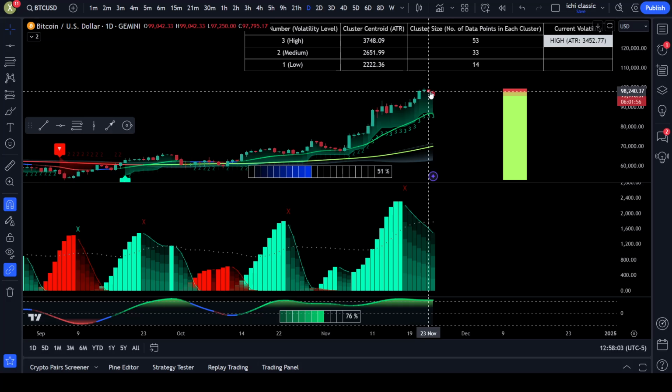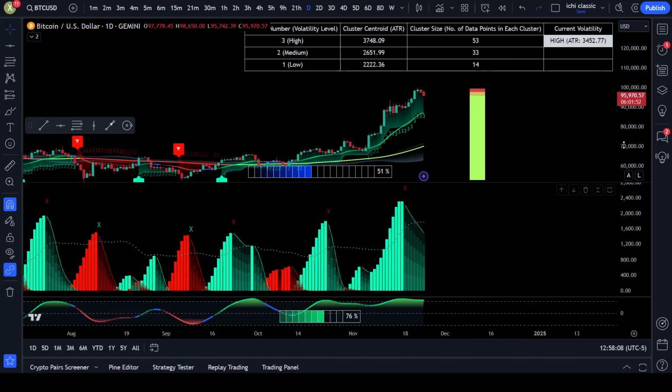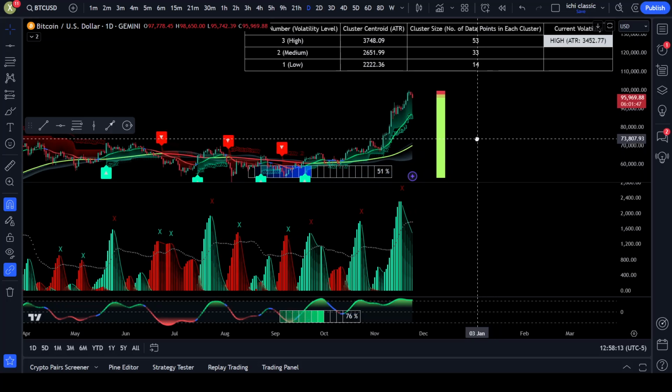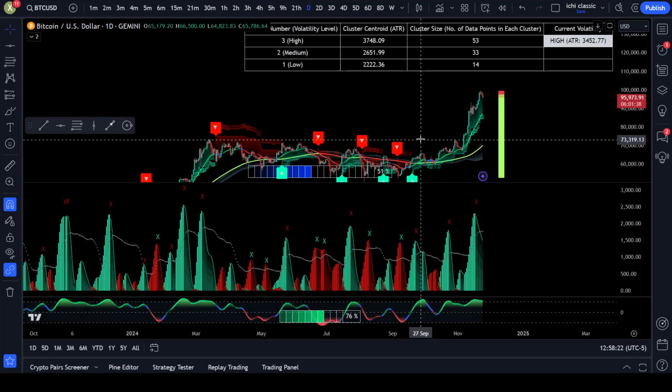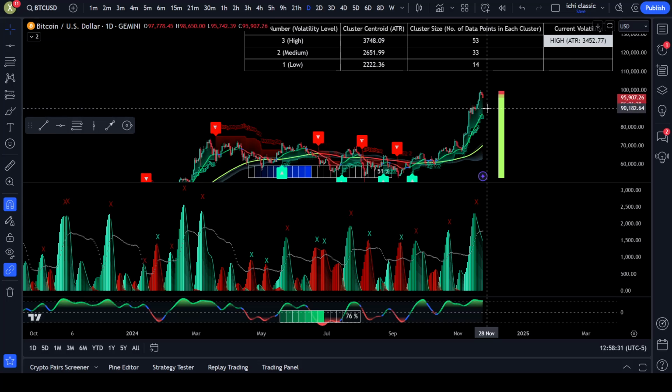Okay, so this is looking like a pullback. So where can this pullback be? So pretty much you are looking at 2 levels, right? One is 86, and another level would be definitely 74. Okay, so it might not come to this level of 86. It could be to 90, which I really don't care.